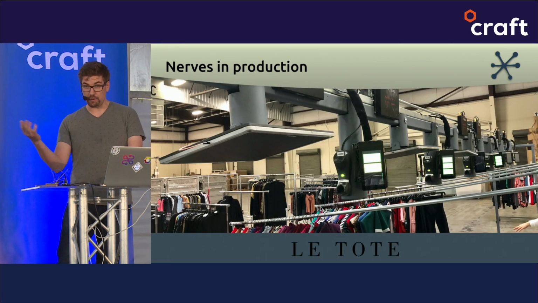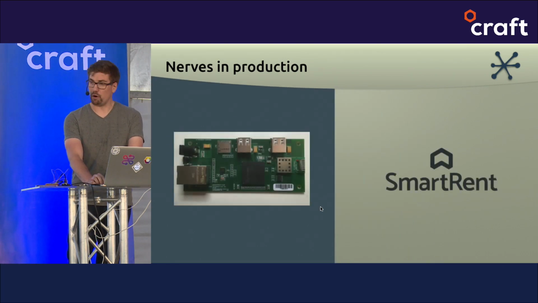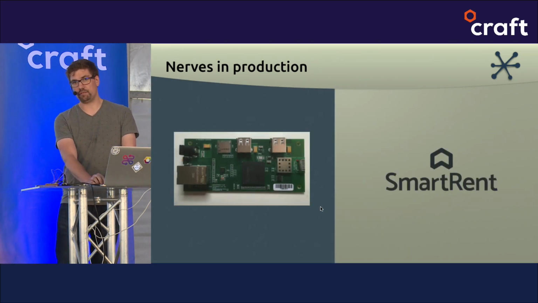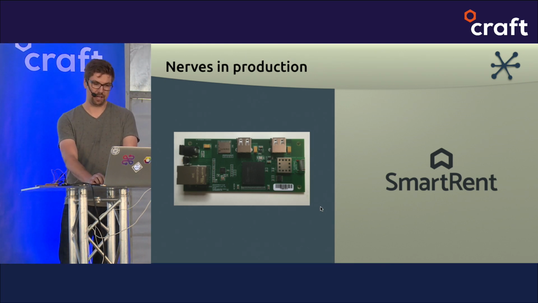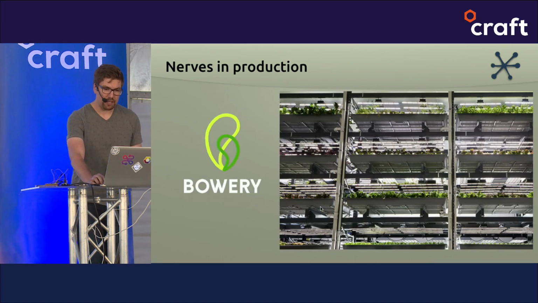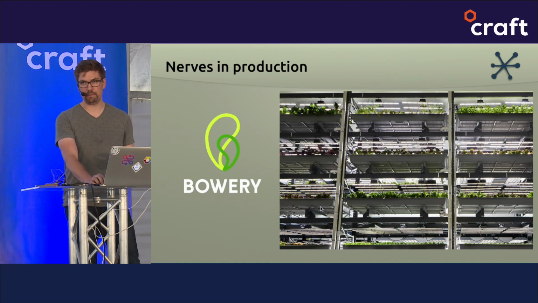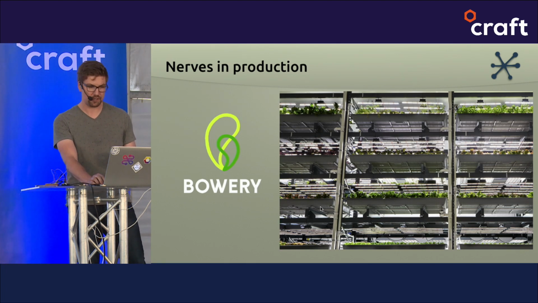We also have Latote, as I've mentioned, that I've worked for. We implement those into our warehousing to create devices that allow our workers to track garments using RFID. And we have an example here of SmartRent, a US company that uses Nerves on this board here to do smart home automation for property rental management. And Bowery, a vertical farming startup in New York City, uses Nerves to connect and control tons and tons of devices for indoor vertical hydroponic systems.